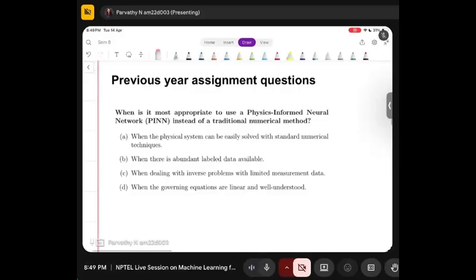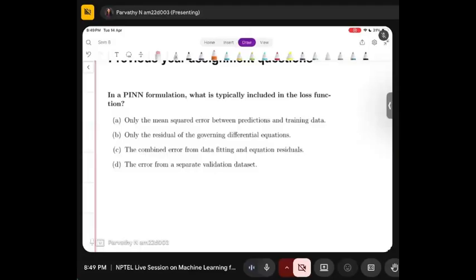In a PINN formulation, what is typically included in the loss function? Only the mean square error between predictions and training data, only the residual of the governing equation, the combined error from data fitting and equation residuals, the error from a separate validation set.